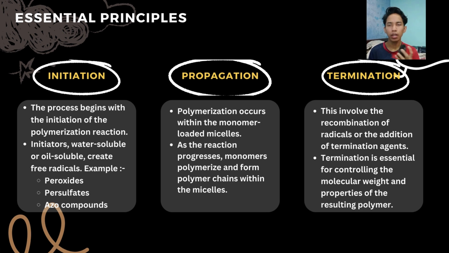For initiation, initiators need to be water soluble and oil soluble to generate free radicals. For propagation, polymerization occurs within the monomer-loaded micelles. Polymerization continues and the monomer droplets grow into polymer chains. For termination, this involves the recombination of radicals or the addition of termination agents. It's essential for controlling the molecular weight.